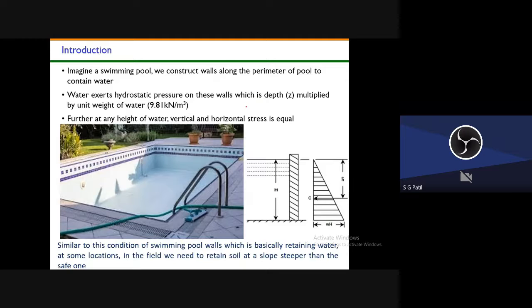Coming to the introduction, we started with an example from the swimming pool. How will you retain the water in the swimming pool? You have to build a wall like this, right? Then only you will be able to retain the water inside your swimming pool. Similarly, the same analogy can be drawn for soils also. If you want to retain the soil at almost 90 degrees, you have to build these retaining walls.